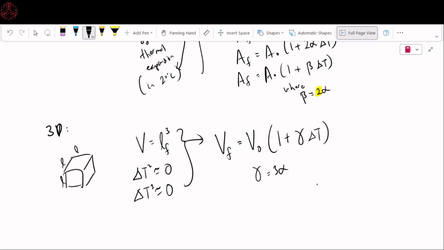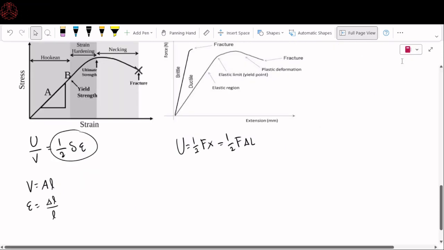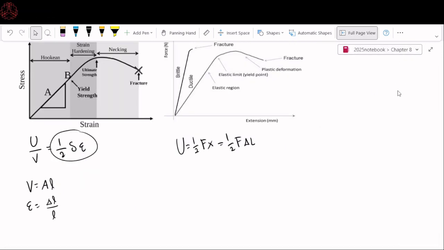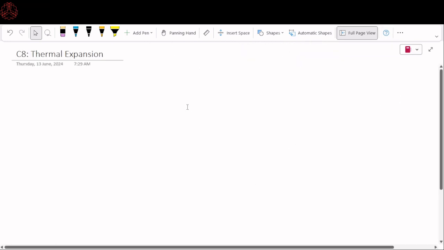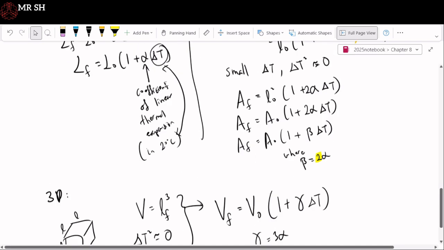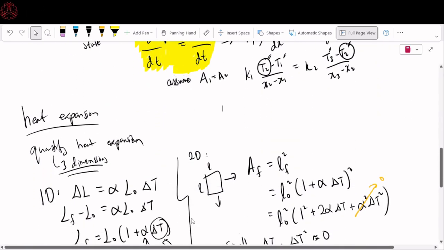Okay, so that is on thermal expansion. And that summarizes our session, our video on chapter 8. We've talked about Young's modulus, we've talked about heat conduction, and last but not least, we've talked about thermal expansion. Okay, all right, so I'll see you in the next video.